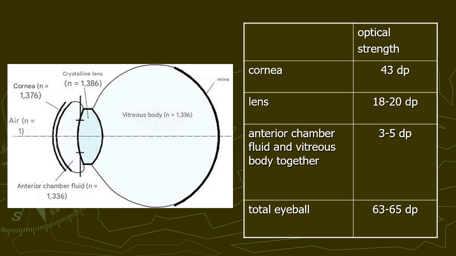If, of course, a person is in water, then the optical power of the cornea will be reduced, because the refractive index of water is 1.33, and the optical power of the eye in that case will also be reduced.